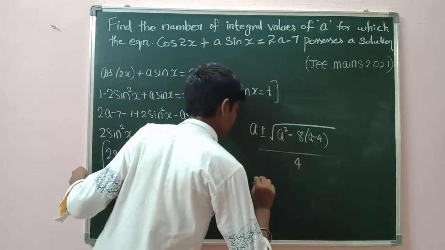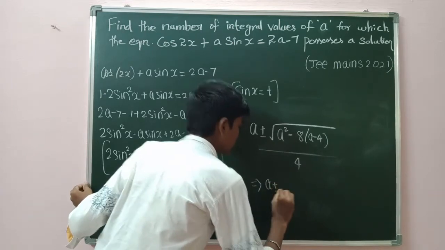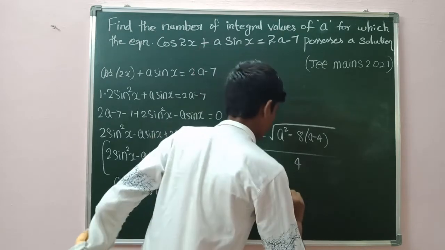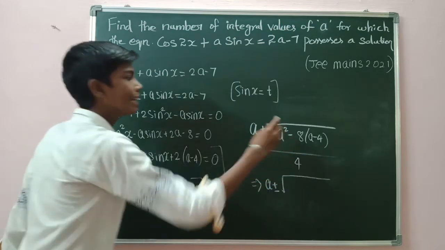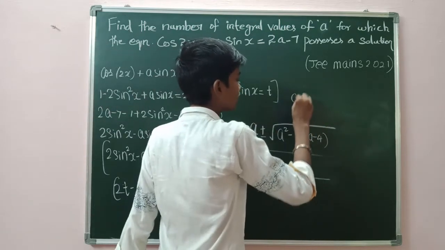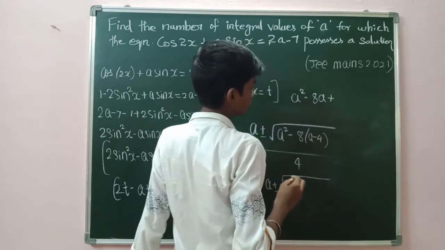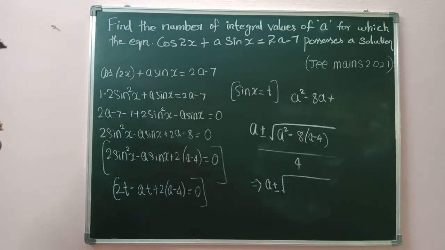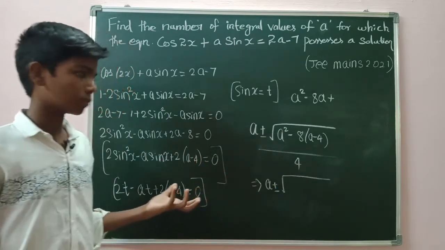Now after this, it's going to be very simple. I will get a plus or minus root of a square minus 8 into a minus 4. I can write this a square minus 8 into a minus 4 as a square minus 8a plus 8 into 4. But before that, tell me one thing. I know that b square minus 4ac is something that I was telling before.